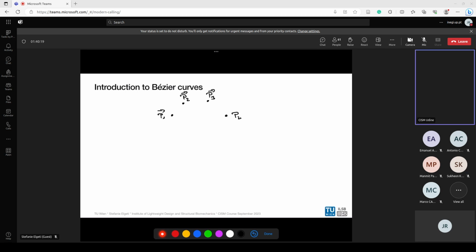P3, and P4. The control points are connected through the so-called control polygon. And those are just straight lines between the control points. This forms the control polygon. So here, these are the control points. This is the control polygon.